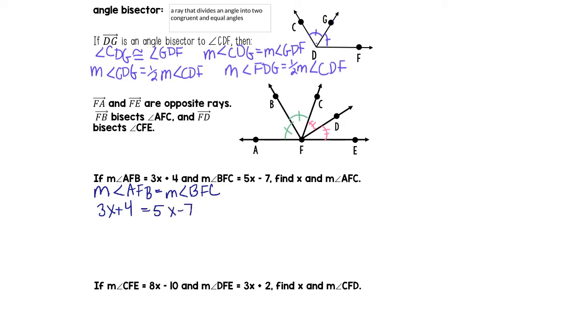So we can solve here. Let's add 7 to each side. 3x plus 11 is 5x. We subtract 3x from each side, and we get 11 equals 2x. Divide by 2, and x is 11/2. You can just leave it as a fraction. So we know that x is 11/2. We want to know what angle AFC is equal to, so let's plug that in.